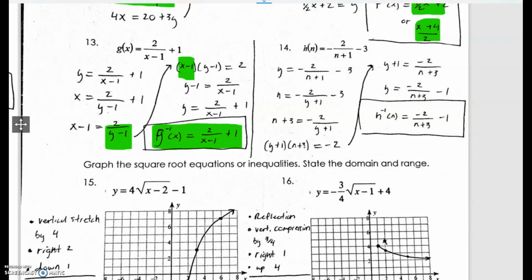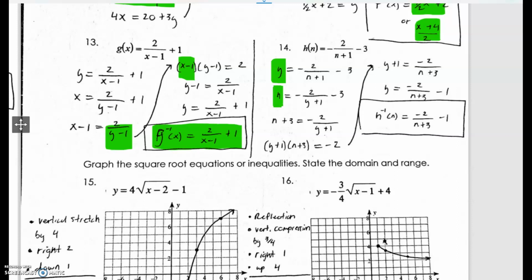Okay, number 14 is the same, but you will see that the letters aren't matching up, so they have an h of n this time. If you want to just put an x, that's fine, and then replace it with an n at the end. But really, we can use any letter for our variable, right? So I know that my input is n, so I'm going to go ahead and just start by writing the problem with an n, and then replacing the h of n with a y, and then I switch them.